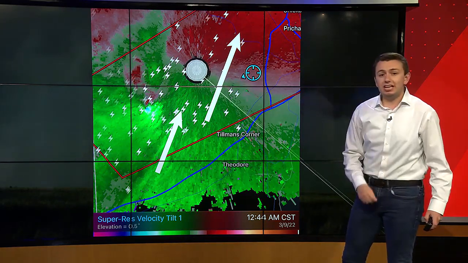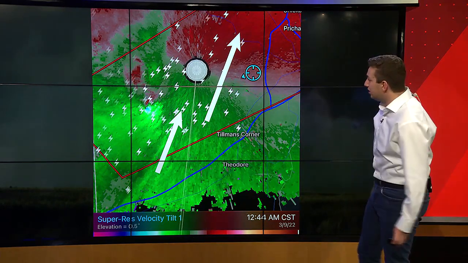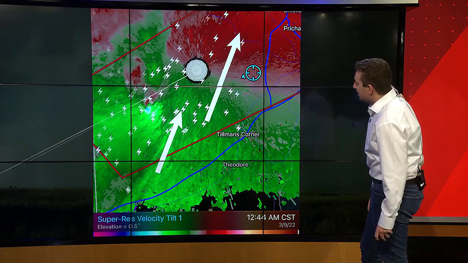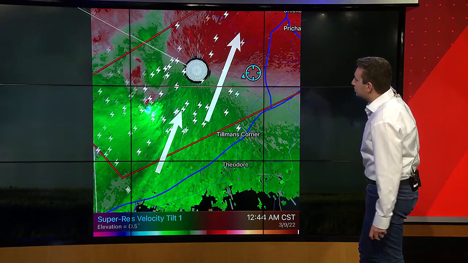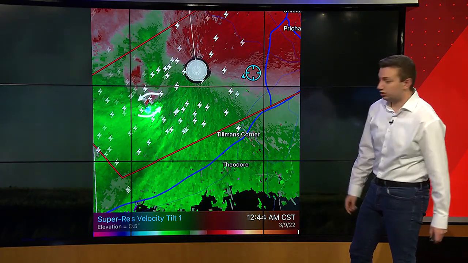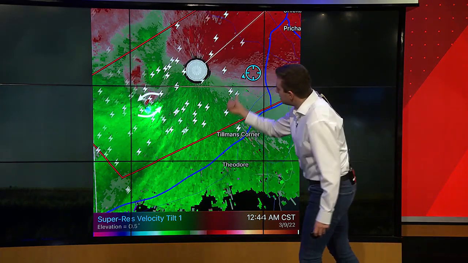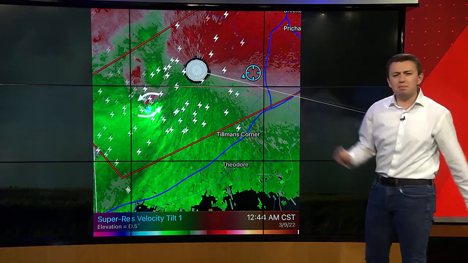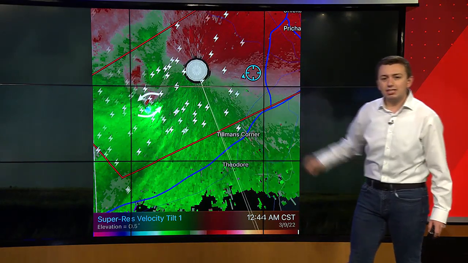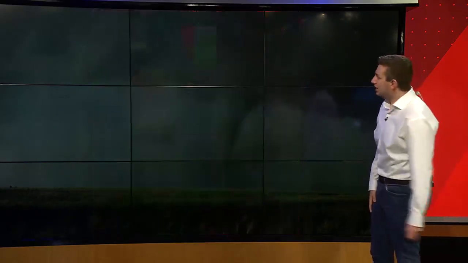So another interesting thing that you might see on this picture is that little bright spot that is there. That is actually a rotation signature. And you can see some strong winds moving towards the radar there. And that little blip of red going away from the radar, that's where that circulation is.